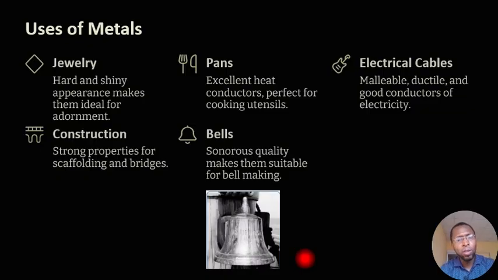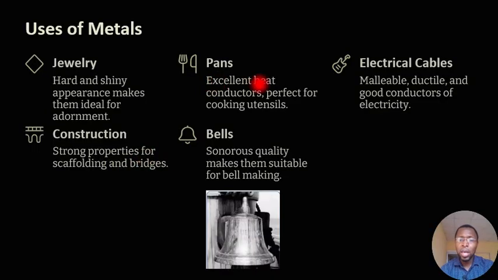Okay, so these metals can be useful. We use metals to make jewelries because they have a shiny appearance and they are hard. So they are used in making jewelries that we put on as ring, as earring, as necklace to adorn ourselves. Metals are also used for construction purposes. For example, metals are used in making scaffolding and also in making bridges.